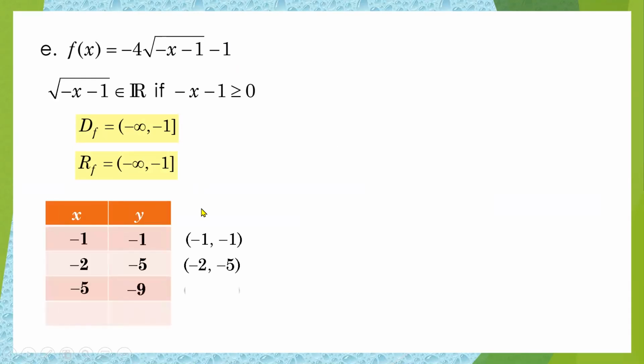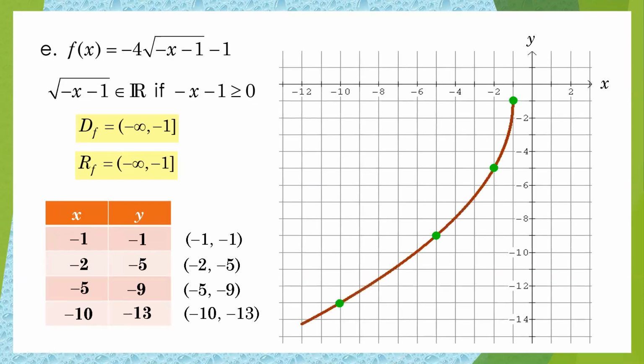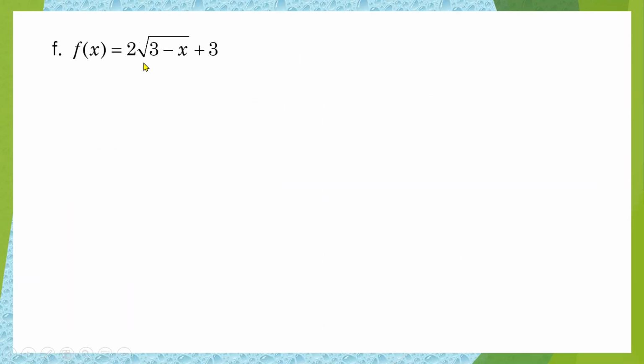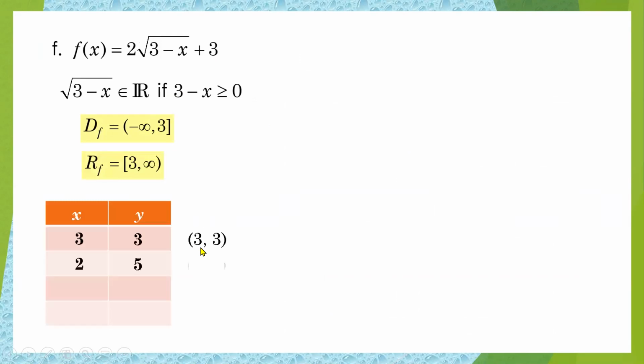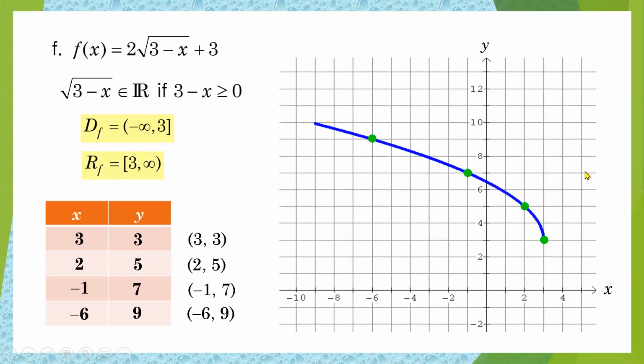Okay, you just check if the properties that we had, if true. Branch opening down, opening to the left, and then lower branch, no? Vertex at negative 1, negative 1. This time, this one. Opening to the left, upper branch, vertex at 3, 3. No? Yan. Okay. So then we get this. Very easy, right?